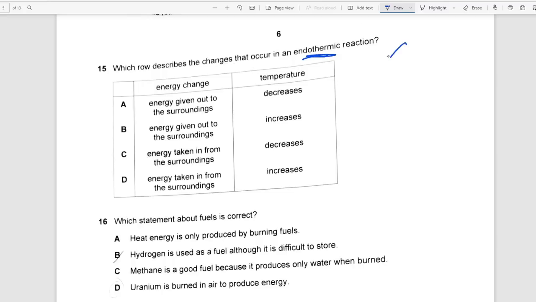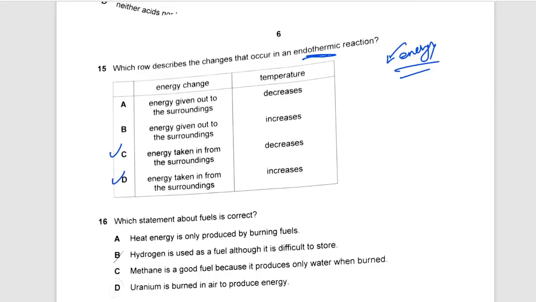What is endothermic reaction? It's taking in energy, isn't it? So that's the first thing we need to know, taking in energy from the surroundings. So let's look at that one. So it's either C or D, right? It's because it's taking in the energy.